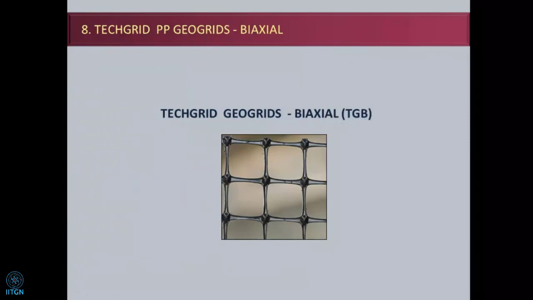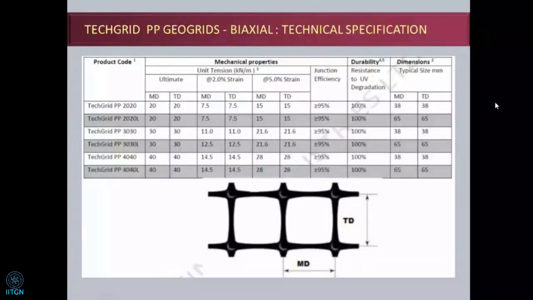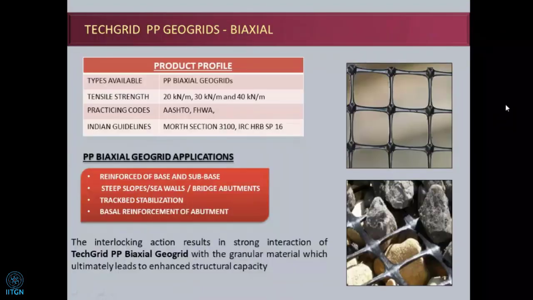Next is the geogrid. It is another type of geogrid that is only used for soil stabilization. Polypropylene is the main raw material used. It is a biaxial one, and you can have tensile strength up to 40 kilonewton per meter in both directions. Basically interlocking is the behavior in this. Various Indian guidelines are available, specifications are given, and MoRTH also.